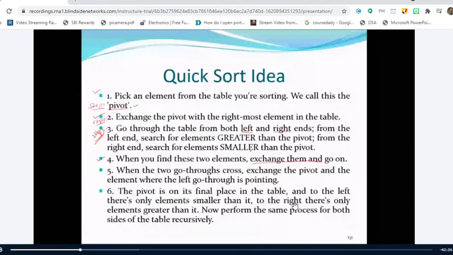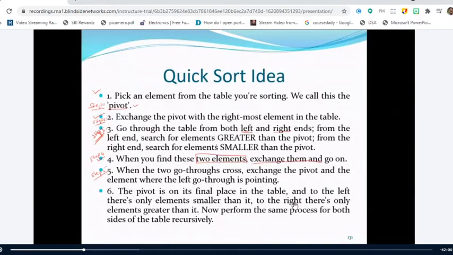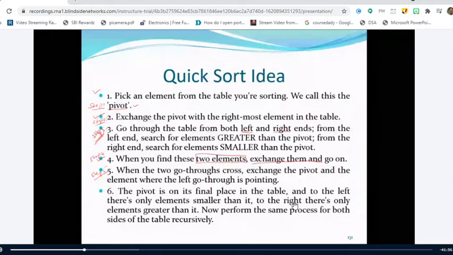What are these two elements? The first is the greater element pointed out by the left pointer, and the second is the smaller element pointed out by the right pointer. When you find these two elements, you exchange them and keep moving. At one point of time, and this is very important, the left and right pointers will cross each other.